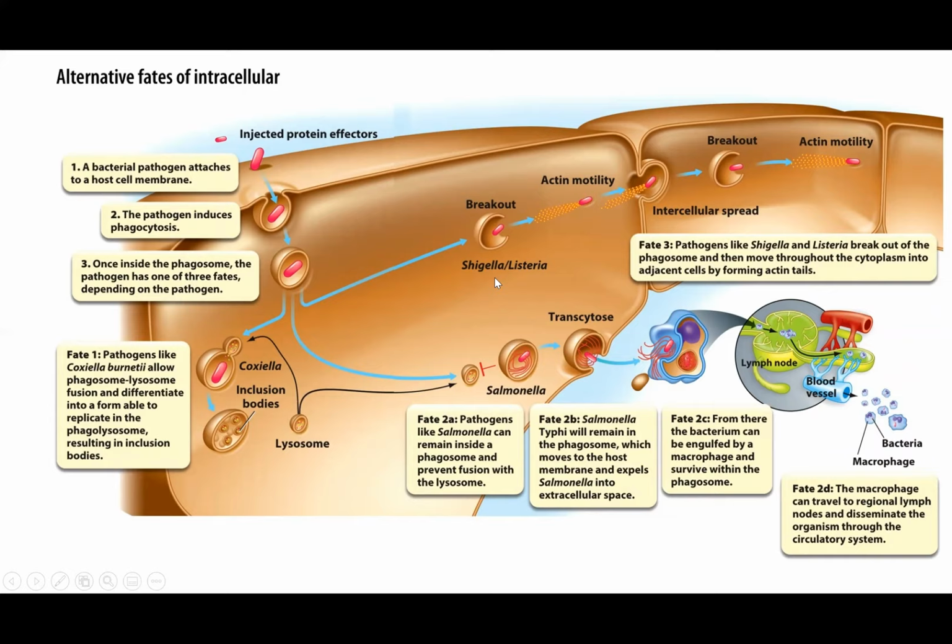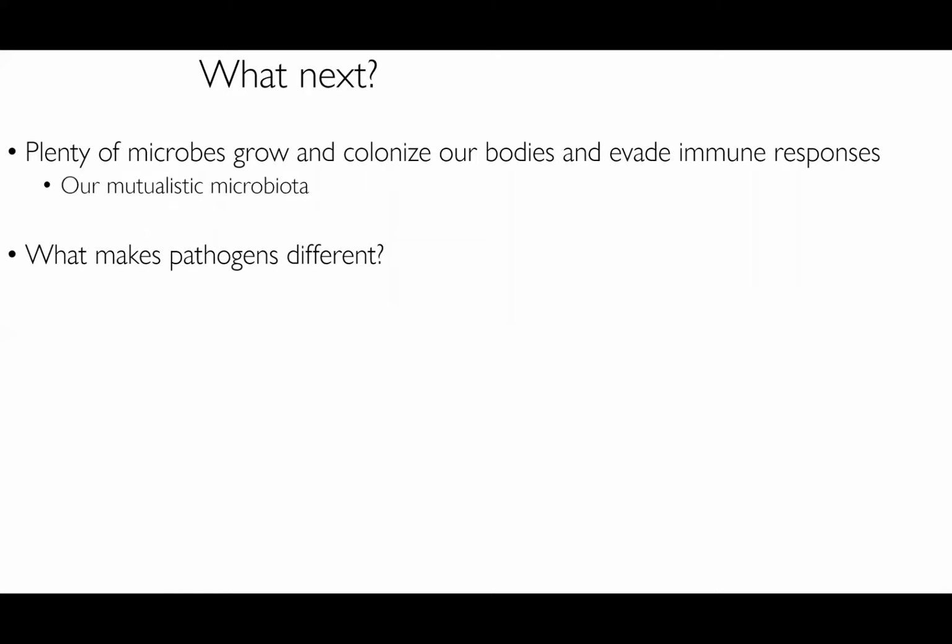allowing it to invade your immune system. So next up, we need to figure out what makes pathogens different, because plenty of microbes have the capacity to grow and colonize on our bodies and evade immune responses. And this is directly tied to your own skin microbiome and your own bodily microbiome. Remember that microbes are an incredibly important part of the overall functioning of your body. So there are lots of microbes that have the capacity to colonize and evade your immune system, but what makes a pathogen different from your host microbiome?